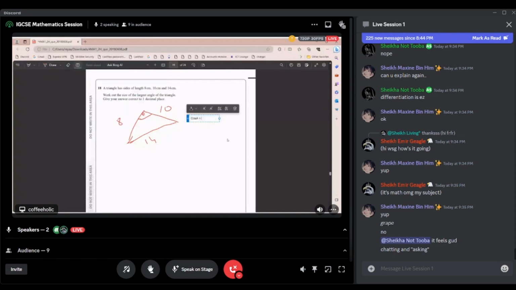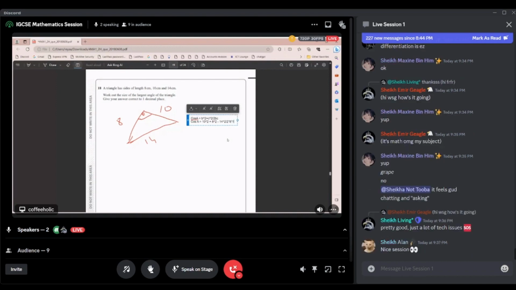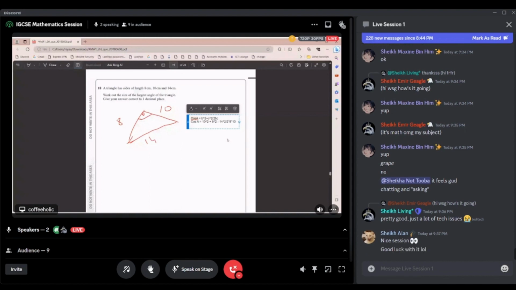You know that cos A would be b squared plus c squared minus a squared, over 2bc. That's the formula for cos A, guys. You then substitute the values, so you get 10 squared plus 8 squared minus 14 squared, all upon 2 times 8 times 10. So A would equal cos minus 1 of 100 plus 64 minus 196 divided by 160. That would be your answer.